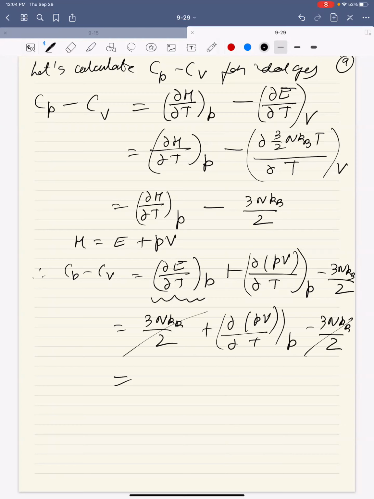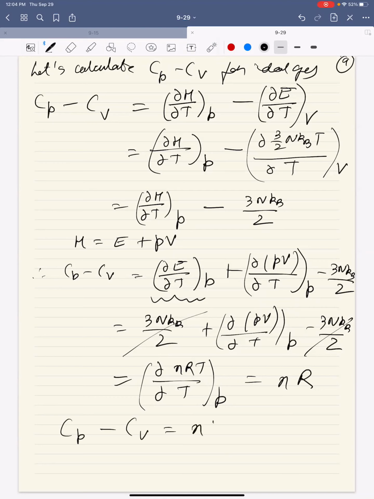So we have this. What can we say about PV for an ideal gas? That is nRT, right? So this is partial nRT by partial T at constant pressure. Well, there is no pressure in the function we are differentiating. So this is simply nR. We just showed that Cp minus Cv is equal to nR for ideal gas.